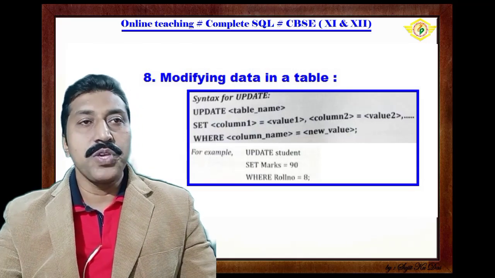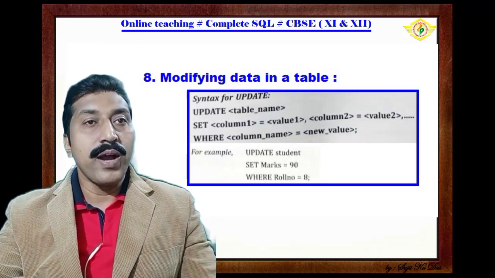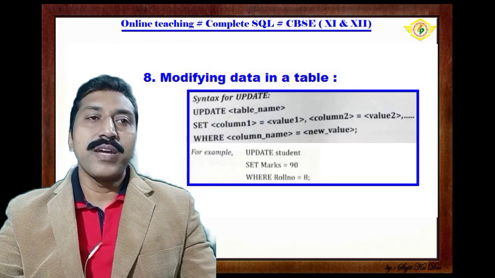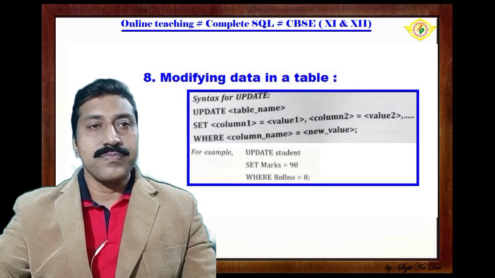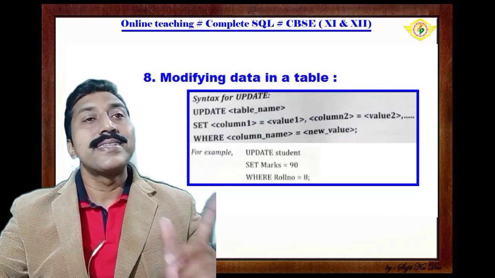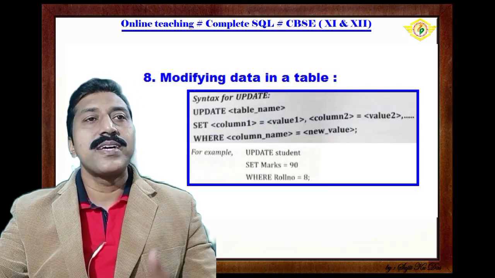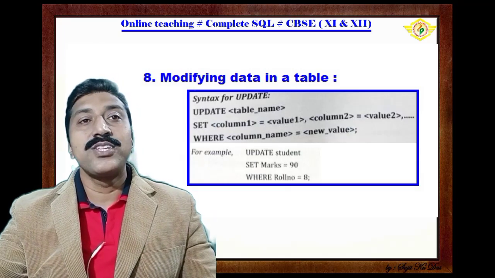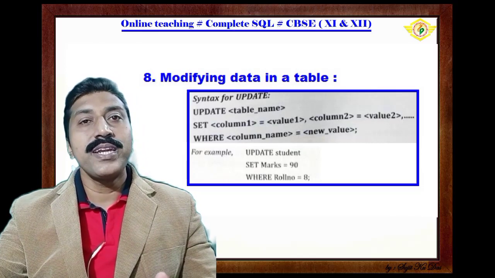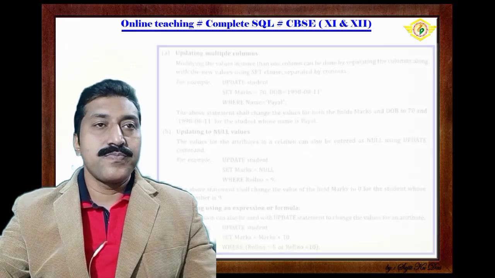Okay, syntax I am showing you. Update table name, then write set column 1 equal to the value, column 2 equal to the value 2, like that you can write, then you give the where clause. Okay, example I am showing you only. Update student, set marks equal to 90, where roll number equal to 8. That means the above statement shall change the value of the marks field to 90 for the student whose roll number is 8.